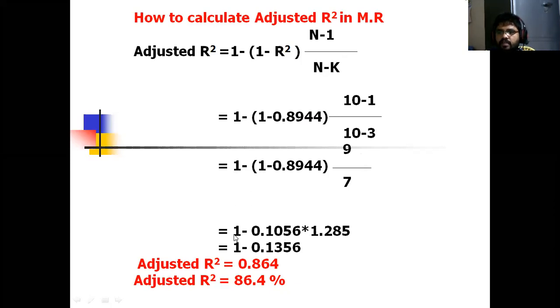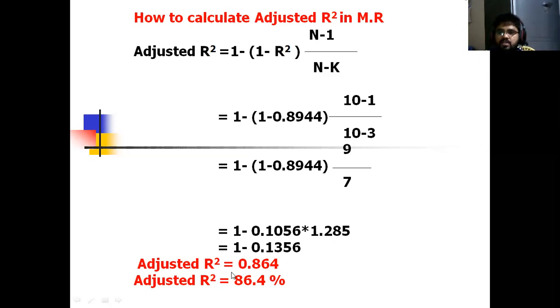So here you take 1 minus 0.8944. If you subtract this value from 1, you will get 0.1056. Then you cancel 9 by 7, you will get 1.2857. Then if you multiply 0.1056 into 1.2857, you will get 0.1356. If you subtract from 1, 1 minus 0.1356, you will get 0.864.